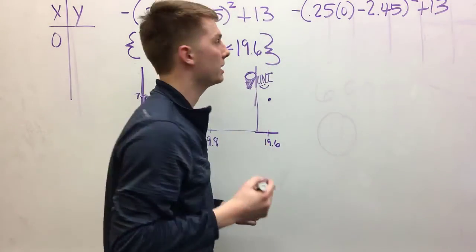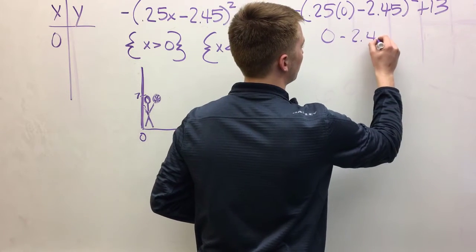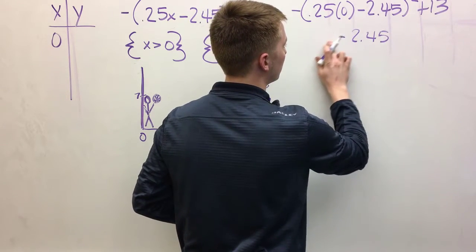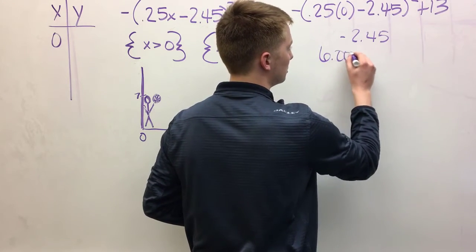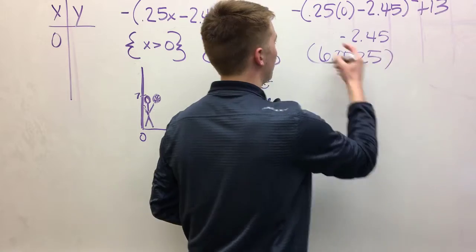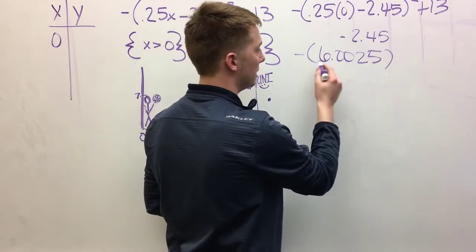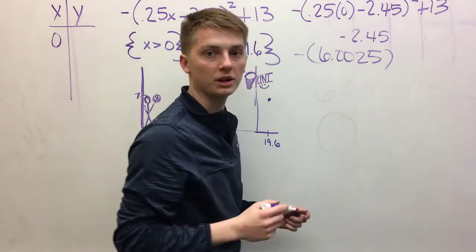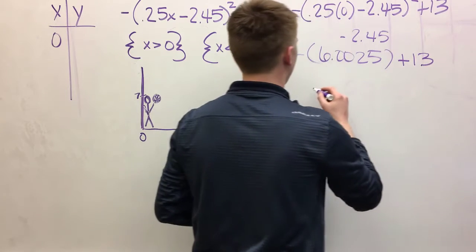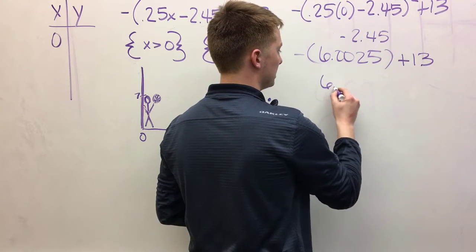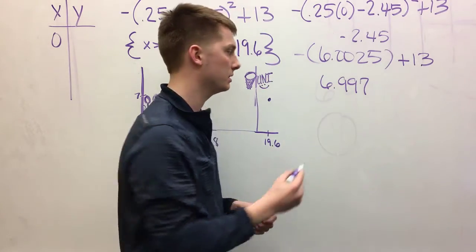Okay, so now we're going to go ahead and solve this. So this comes out to 0 minus 2.45. So now we have a negative 2.45, and we're going to square that, which comes out to 6.0025. And now we have that negative sign out in front, so we're going to tag that along with it. And so now we have negative 6.0025, and we're going to add 13 to that. And that's going to come out to be 6.997, I believe, and we're just going to round that up to 7.